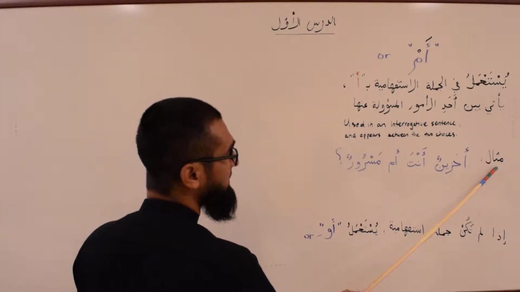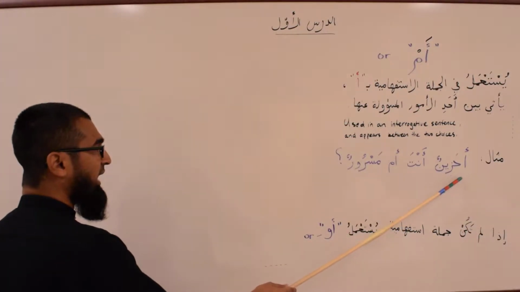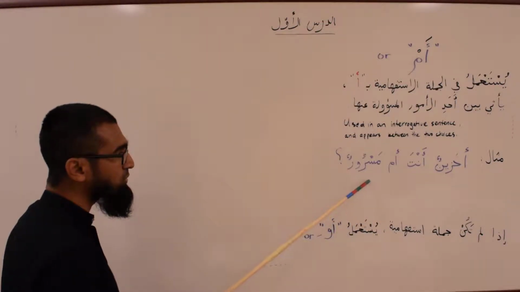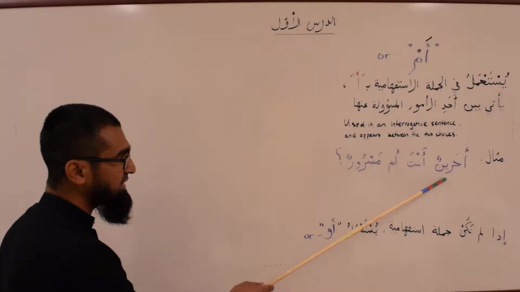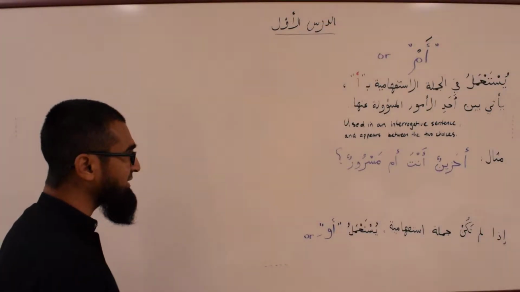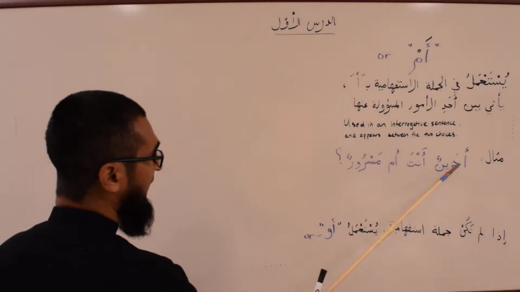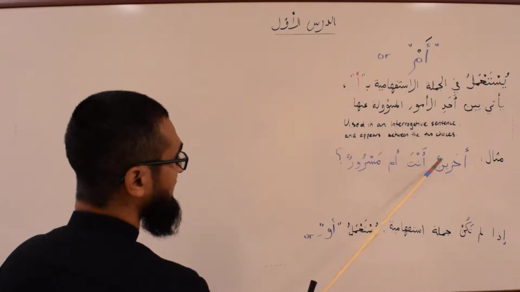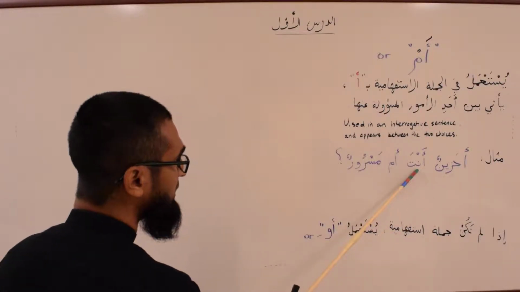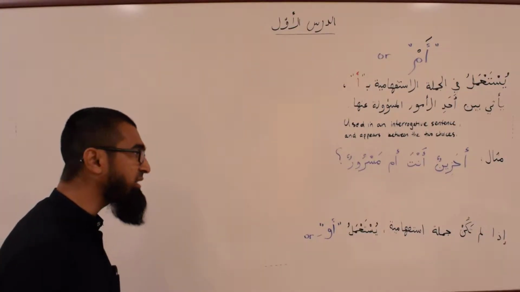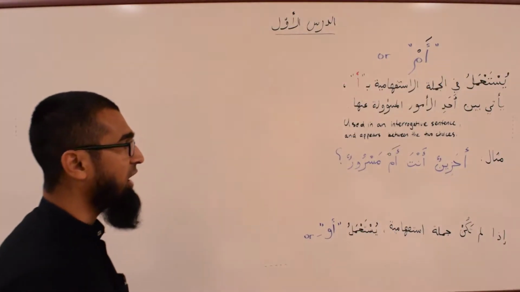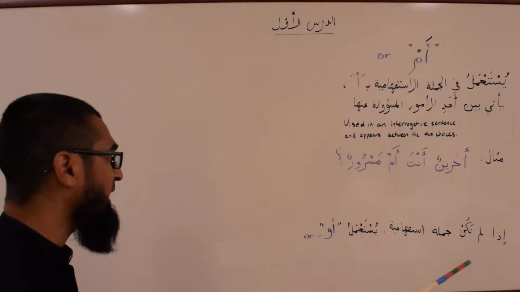So let us look at the example. Ahazin anta am masroor? Hazin means sad. Masroor is happy. So you're asking the person a question. Ahazin anta? Even though you would literally say "is sad you?", you wouldn't translate it as that. You say, are you sad or happy?